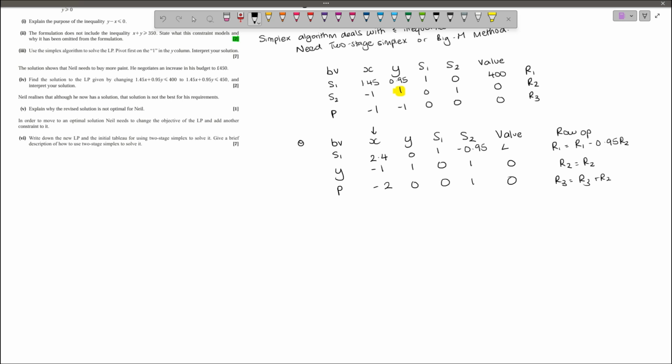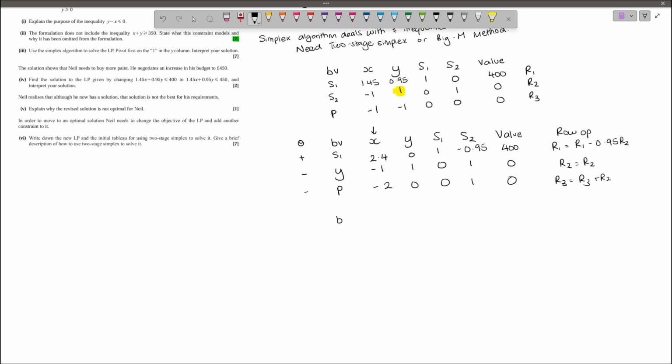The value here is 400. So I'm going to create theta values. I'm going to get a negative here. We don't do it for the objective row. So the only one left is this one. It's positive. I don't really care what the value is because it's the only positive one. So this is going to become my pivot row now.